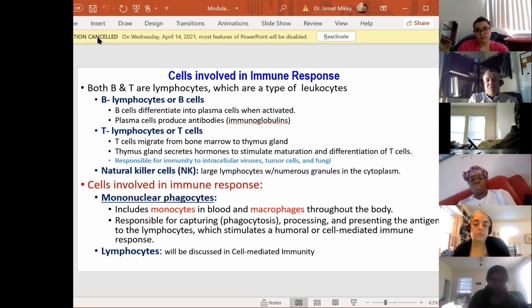The T cells, we said that they become differentiated in the thymus gland, because the thymus gland secretes hormones like thymosin and thymopoietin. These hormones produced from the thymus gland stimulate the maturation of differentiated T cells. And the T lymphocytes are responsible for the immunity to intracellular viruses, tumor cells, and fungal infections too.